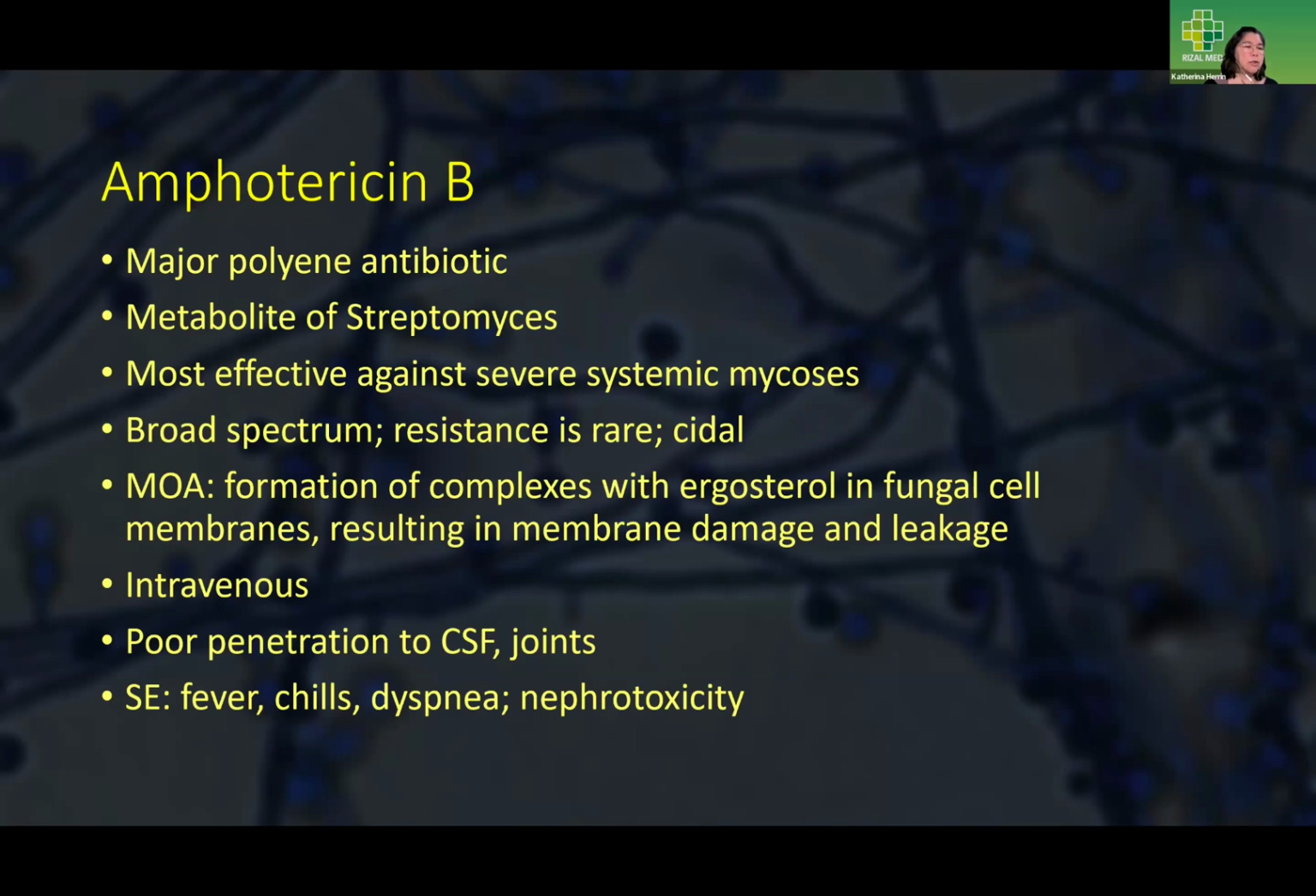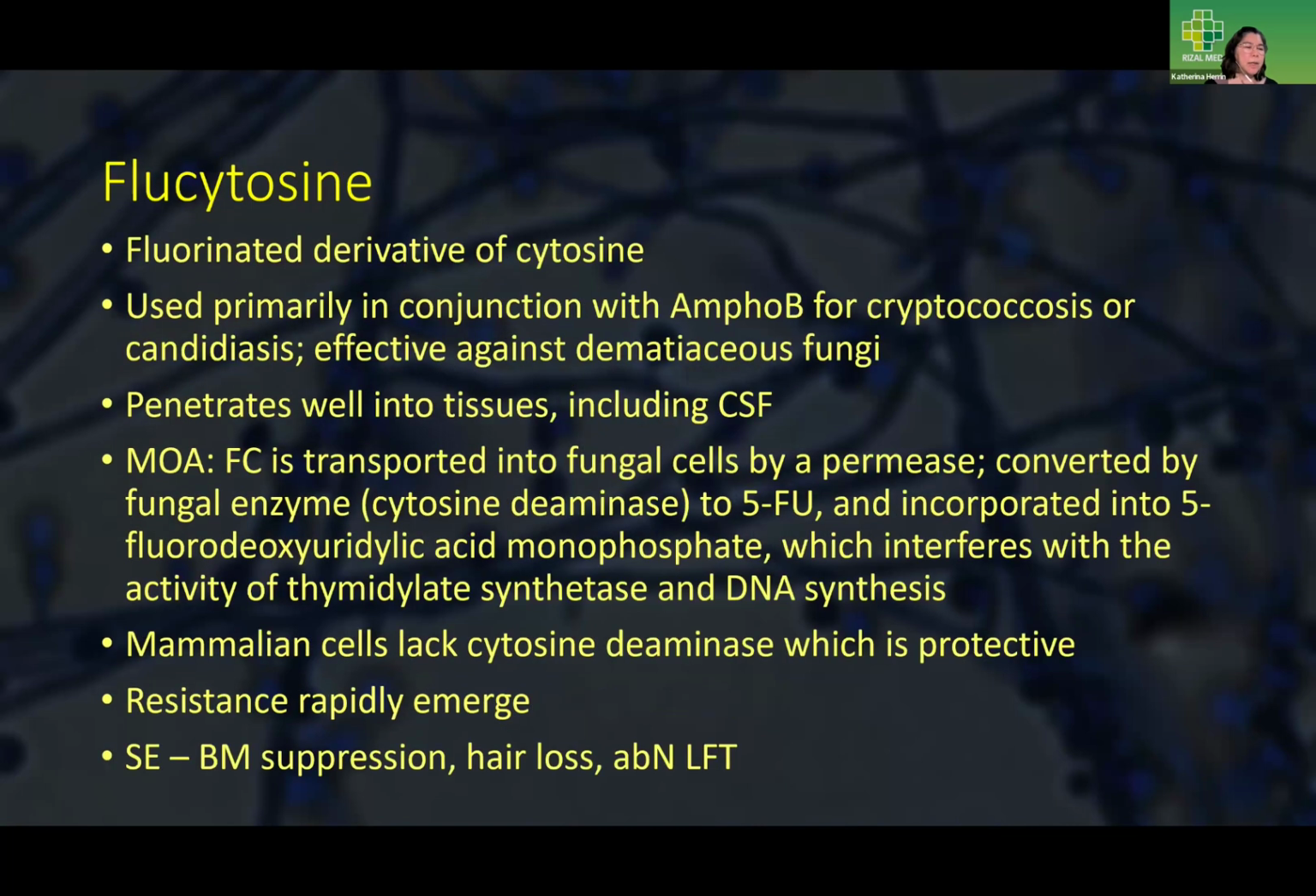It has a broad spectrum and it kills the fungus by forming complexes with the ergosterol in fungal cell membranes, resulting in membrane damage. It has stronger affinity for ergosterol than cholesterol, and this is important because cholesterol is the predominant sterol in mammalian cell membranes. Flucytosine is the fluorinated derivative of cytosine. It is used primarily together with amphotericin B for treatment of cryptococcosis or candidiasis. It has good tissue penetration, including the blood-brain barrier.